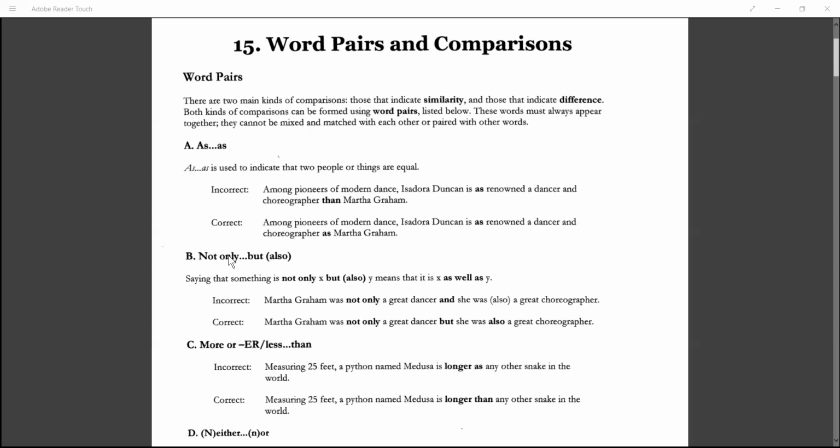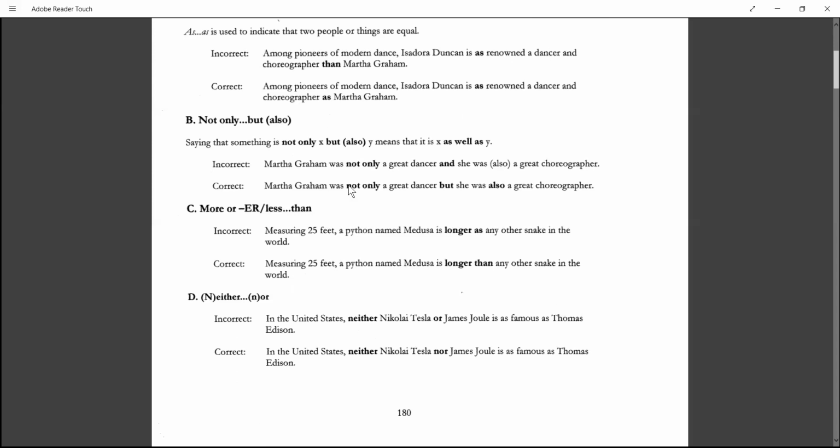Not only will come together only, but and also can be separated like this. See, Martha Graham was not only a great dancer, but she was also a great choreographer. So it's not compulsory that but and also have to come together. Understood? And we can then write that as Martha Graham was not only a great dancer but also was a great choreographer. Yeah, you can write that 100%.